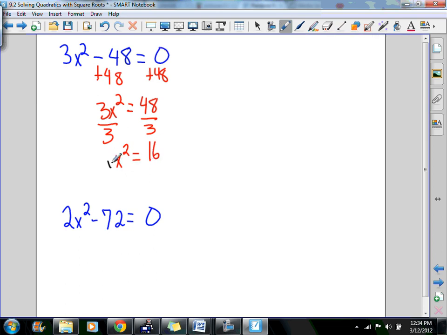Now we can square root both sides. So we get absolute value of x is equal to 4. And this is the step you have to include: x equals plus and minus 4.